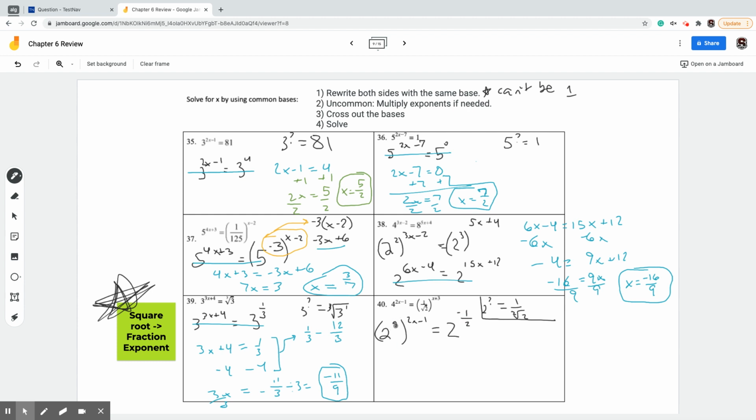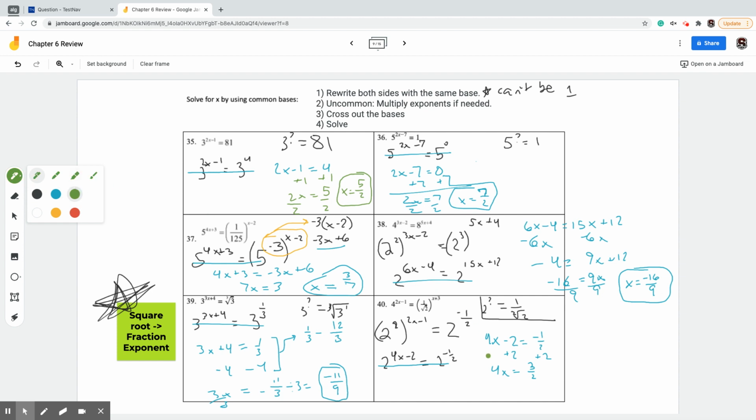Now we're going to have to multiply these, distribute these. I get 2 to the 4x minus 2 is 2 to the -1/2. Cross out my bases and solve. So solve normally, plus 2, divide by 4. Now I said divide by 4, and that's valid.